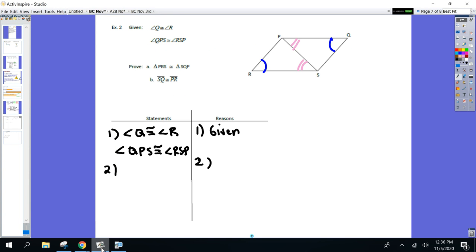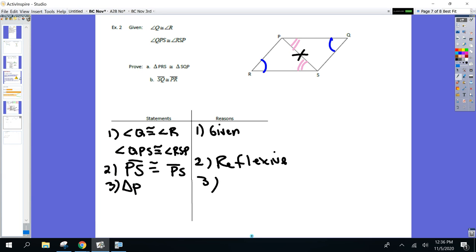Oh, line PS. Yep, too easy for you. PS congruent to PS, reflexive. And okay, that was pretty quick, huh? Triangle PRS congruent to triangle SQP.